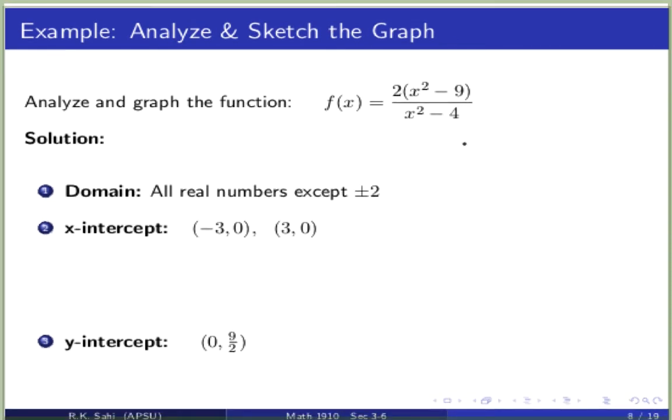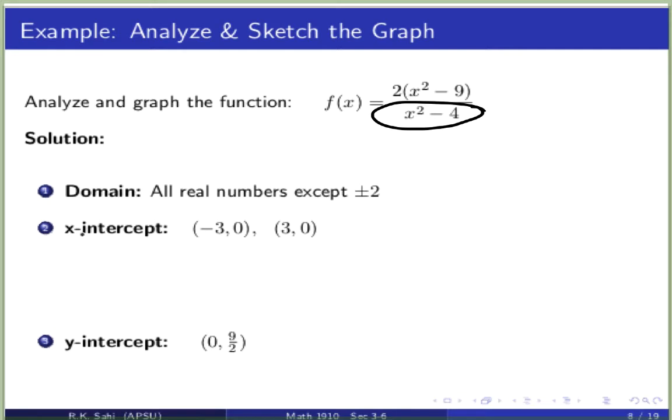We have a rational function, a function given by 2 times x squared minus 9 over x squared minus 4. So the moment we look at this function, we know there is a vertical asymptote because of problems when you put x to be 2 or minus 2. So that gives me the domain to be all real numbers except 2 and minus 2.